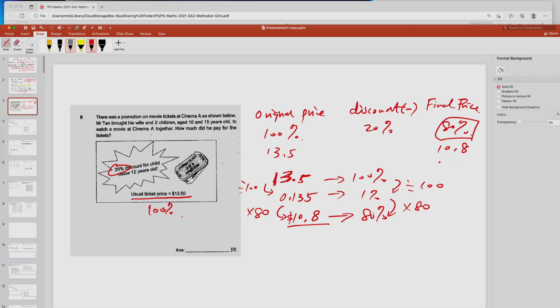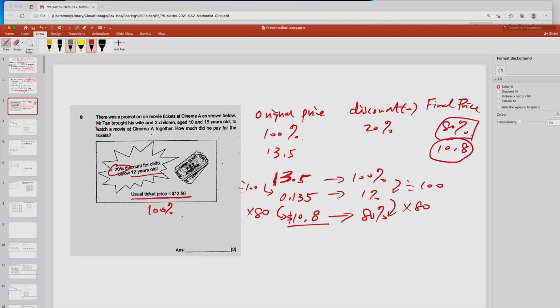And by the way, who gets to buy at 10.8? Below 12 years old. So if you are below 12 years old, one ticket is 10.8. If you are not below 12 years old, the original price is 13.5. Okay, good. So now you need to read the question.